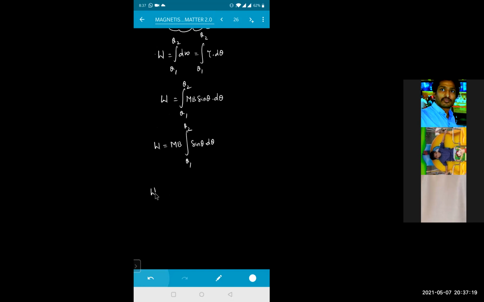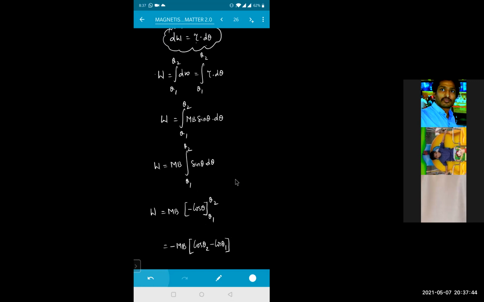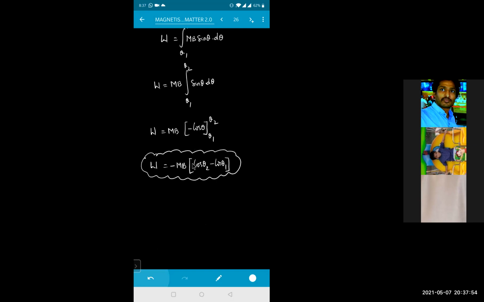You need to tell me now. W is equal to M into B, integral of sin theta d theta, which will be equal to minus cos theta. Limit will be from theta 1 to theta 2. So that will be equal to minus M into B into upper limit minus lower limit, cos theta 2 minus cos theta 1. So with the minus sign, work done is equal to minus MB into cos theta 2 minus cos theta 1. Is it clear?